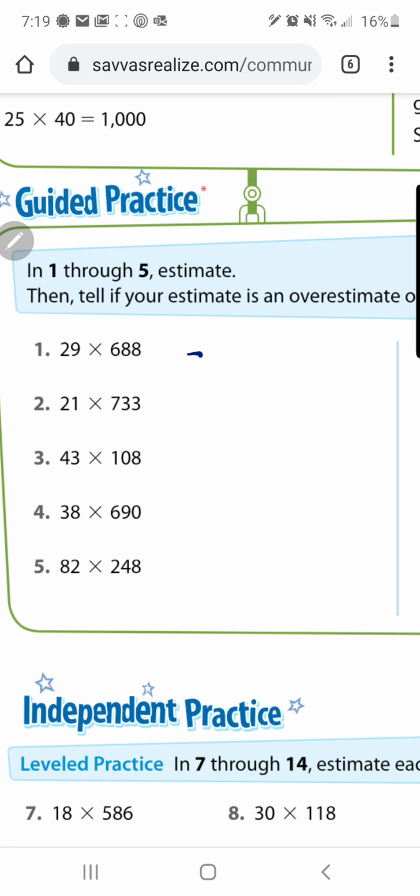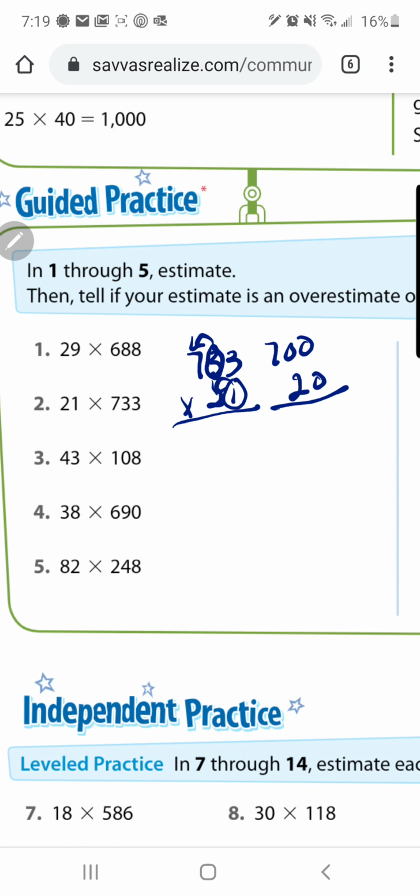Number two, we've got 733 times 21. And of course, we're going to round off each number to its highest place value. Because of the 3, that 7 stays the same. And because of that 1, that 2 stays the same. So we've got 700 times 20. Notice that in this case, both estimates are less than the actual number. So we can say that whatever product we get down here is going to be an underestimate, okay?